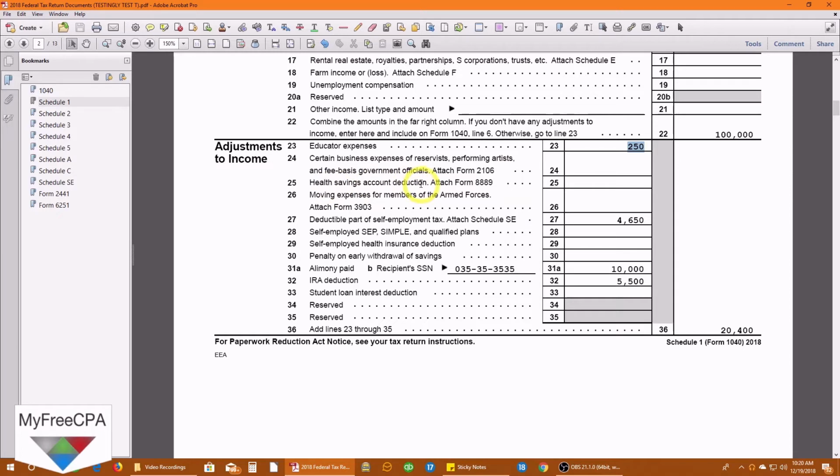Health savings account deduction will go here. Moving expenses, only if you're a member of the armed forces. If you're not a member of the armed forces, you don't get moving expenses anymore. Your deductible portion of your self-employment tax. So this person's self-employment tax was really double this number. So you take half of it and it gets adjusted to your income. It gets subtracted. Qualified plans for your Schedule C or your other self-employment income, qualified retirement plans. Self-employed health insurance deduction.